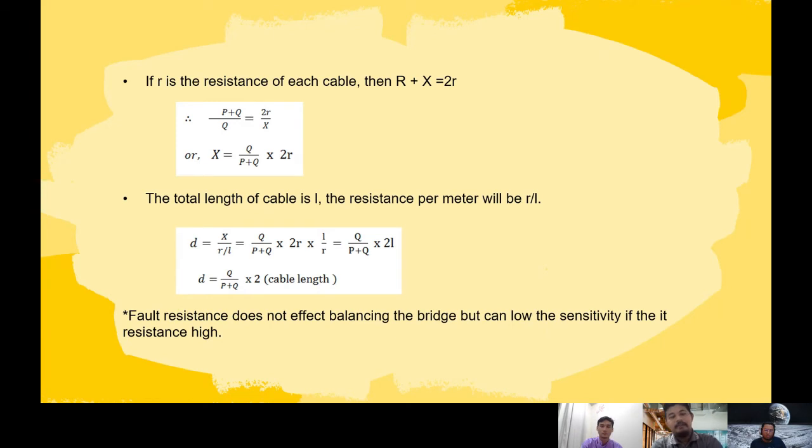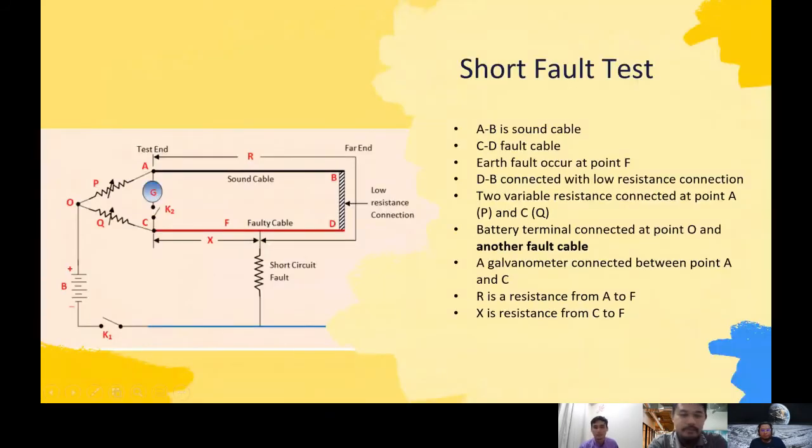Note that the fault resistance does not affect balancing the bridge, but it can lower the sensitivity if the resistance is high. For the next one, this is the circuit of the short fault test. It is exactly the same, but there is one significant difference: the battery terminal is connected at point O, and the other terminal is connected to the other fault cable there. That is the only difference between the short fault test and the earth fault test. Everything else is exactly the same.